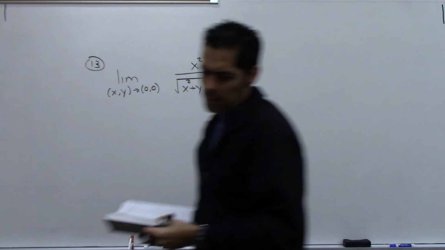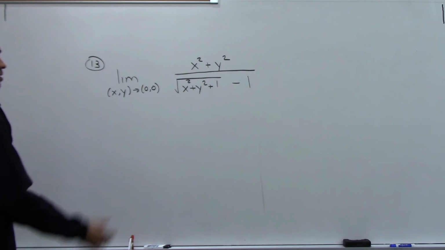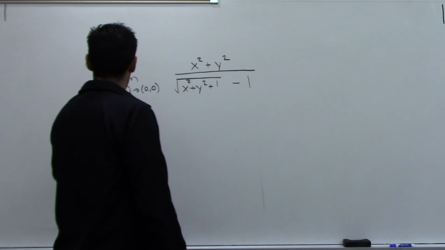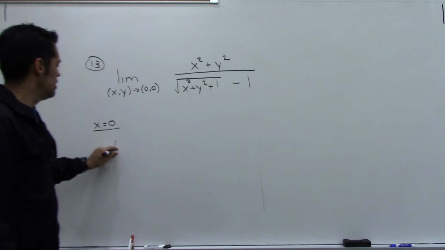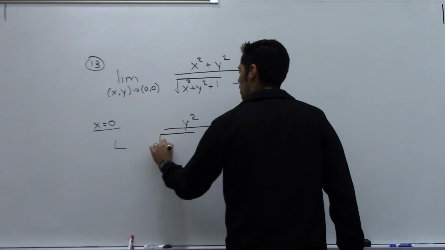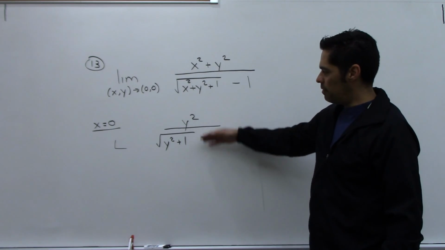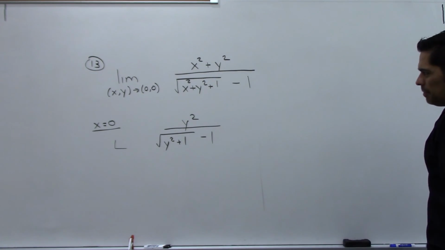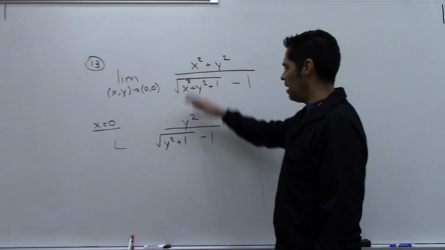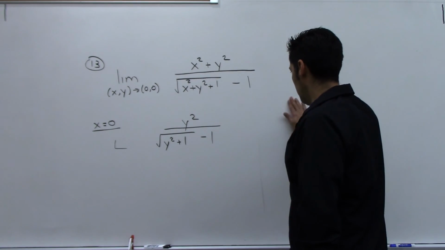And you can try all these different things, like x is 0, y is 0. Let's just try x is 0 real quick. If we're coming in along x is 0, what happens? We get y squared over square root of y squared plus 1 minus 1. And so what you're going to get is 0 over 0. So that's going to not be nice. And then if we do y is 0, we get the same thing but in x's, and it's still not nice. So we're not getting anything real clean.